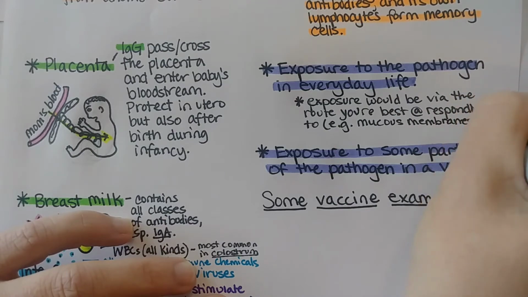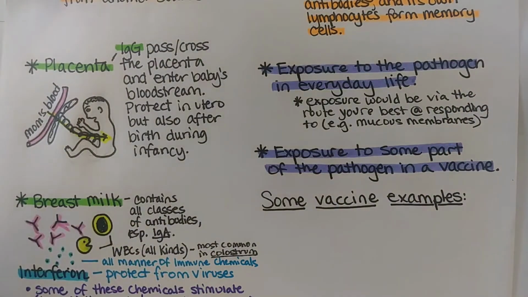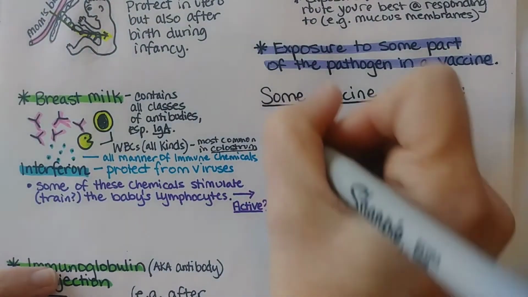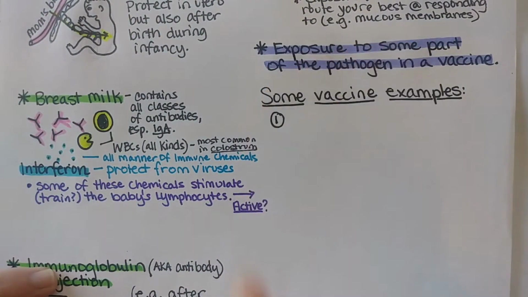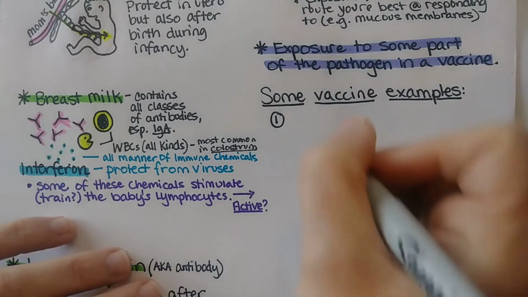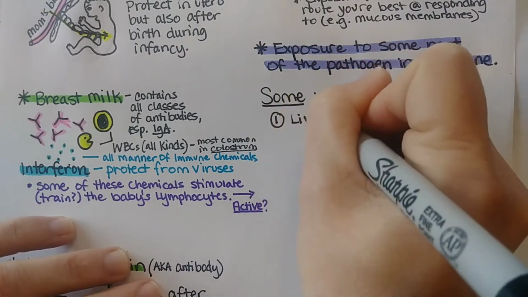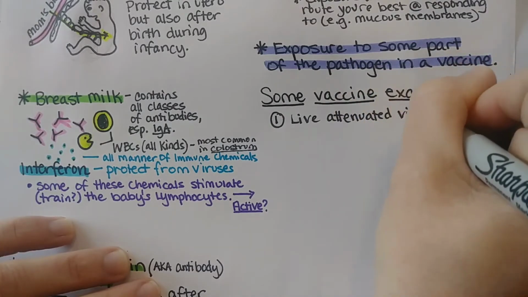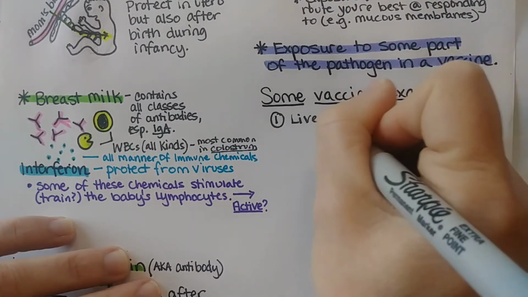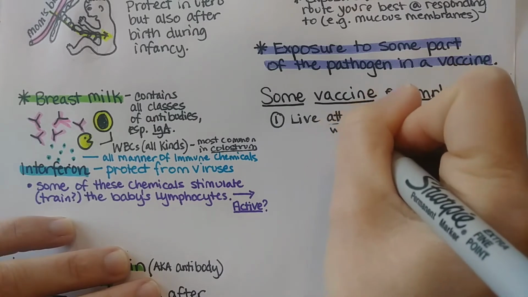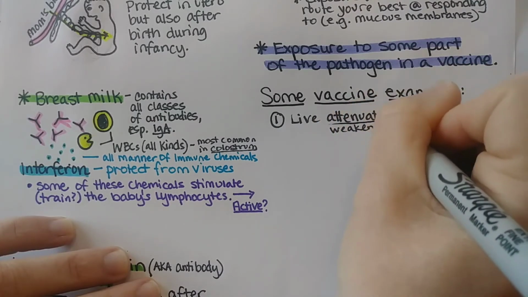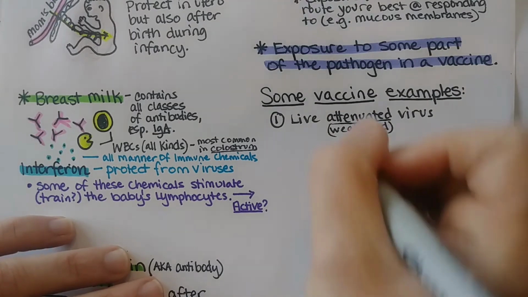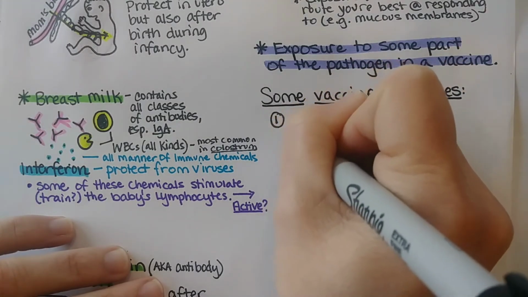Okay, then I'm going to spend the rest of this page giving you some vaccine examples and what part of the pathogen they include. So the first type of vaccine might be a live attenuated virus. Attenuated means weakened. So they're going to inject or put onto a mucous membrane a weakened form of the virus. So some that you would have heard about with that would be the MMR vaccine.